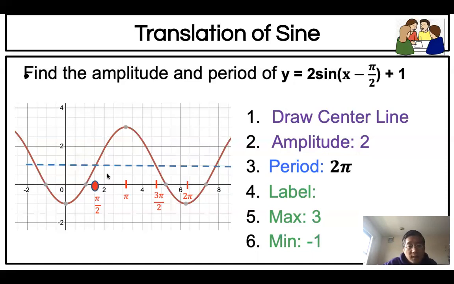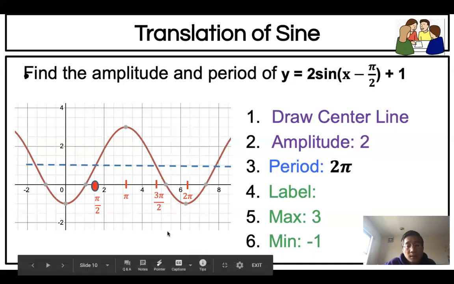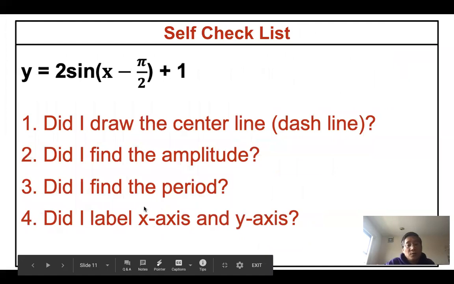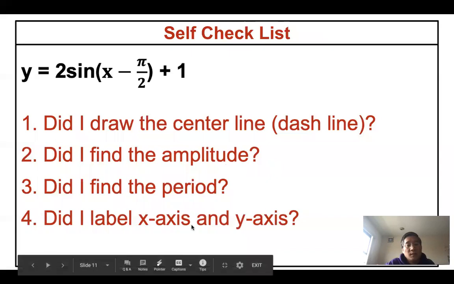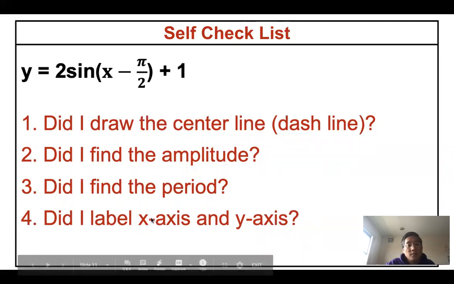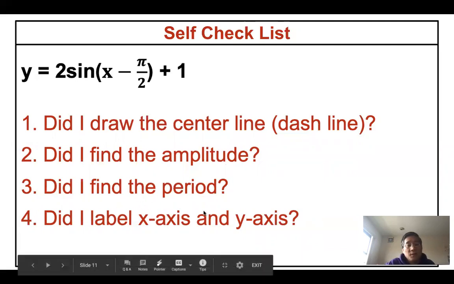So do you understand? Okay. First, what should you do? You'd better draw the center line with a dashed line, find the amplitude, find the period, and label the x-axis and y-axis. When you label the x-axis, how do you find it? The 4 intervals, right? From 0 to the period. In one cycle, you need 4 parts to draw the graph. That you should remember. Okay.